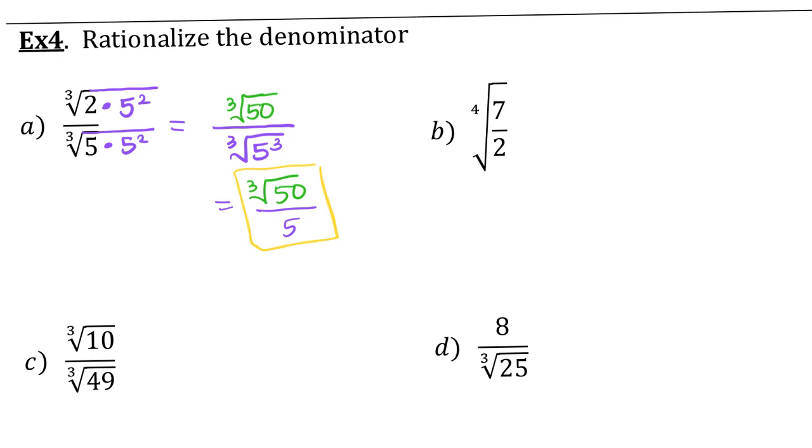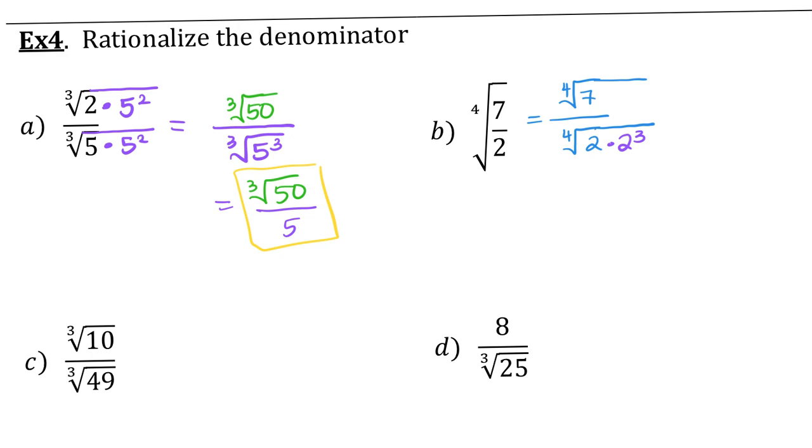Okay, B, it's the fourth root of 7 over 2. They've written it differently, but this is the same as saying the fourth root of 7 over the fourth root of 2. Now if 7 divided by 2, I would do 7 divided by 2 because I don't like to rationalize the denominator unless I have to. Since this is a fourth root, I want this to be 2 to the fourth. How many more 2s do I need? I need 3 more, so I'm going to times by 2 to the third.